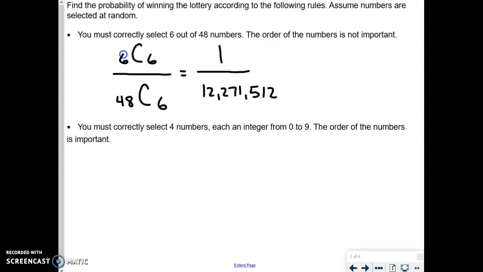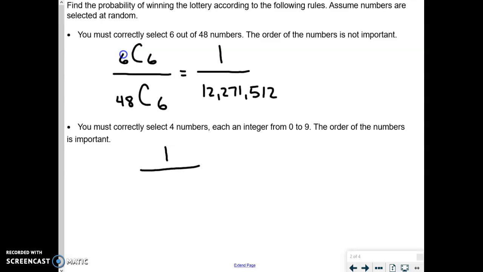So if you look at this again, you must select 4 numbers, each an integer from 0 to 9. In this case, order is important. So when we look at this, we have to look at it from the standpoint of we have a 4-digit number, and each one of those digits has 10 separate outcomes. So again, how many ways could you correctly choose 4 numbers out of 4 numbers? The answer here would be 1. So the total number of successes, again, is 1.